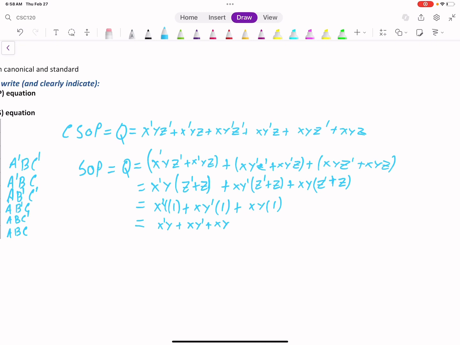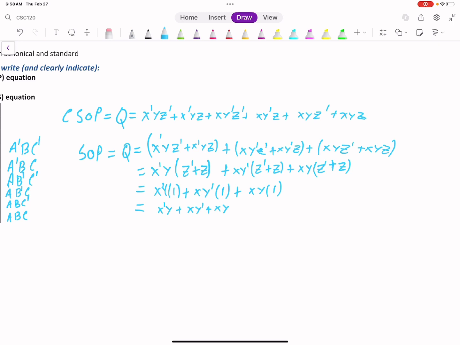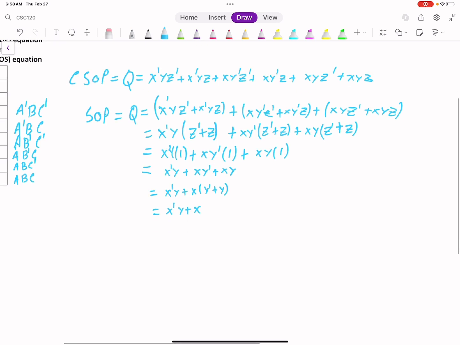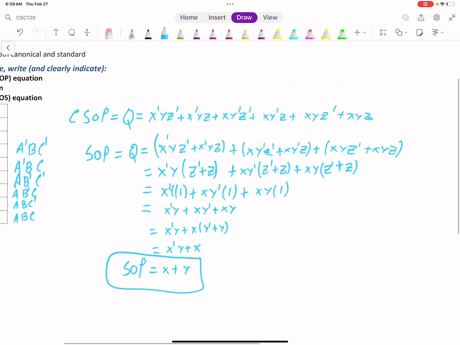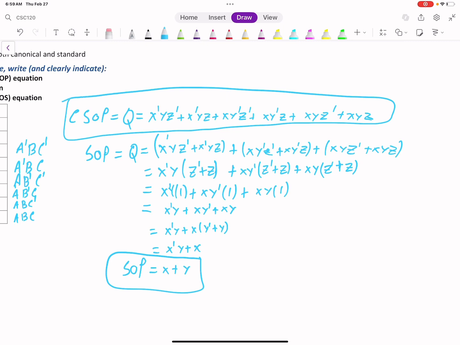So let's start to simplify more and see what we can get out from here. I can factor out the X from that side, so I can say X prime Y plus X times Y prime plus Y, and then make that Y prime plus Y into a 1. So that equals X prime Y plus X, and that is also another identity, which is going to equal X plus Y. That's what our simplified SOP would be, and that's our CSOP.